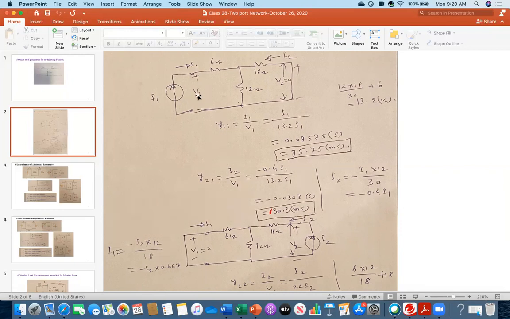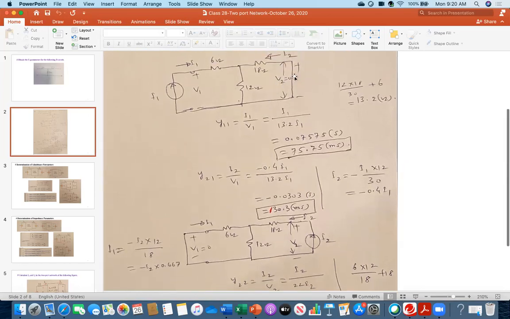Now, what is V1? Again, the V1 is the same that we used in the previous parameter. So 13.2 I1, I put it. So I1 cancels, then minus 30.3 millisiemens, or in siemens, minus 0.0303 siemens. So there will be a minus sign here. I think everybody understands this one as well.